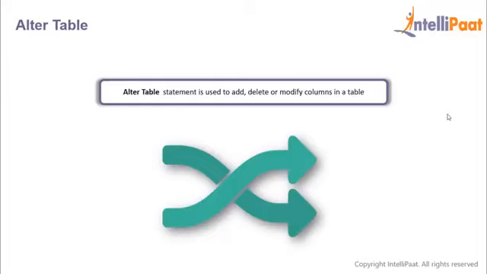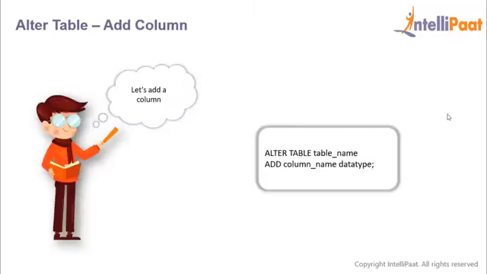So the alter table statement is used to add, delete and modify columns in an existing table. Now let's have a look at the syntax to add a column to an existing table. So we'll start off by giving the keywords alter table, then we'll give the name of the table. After that, we'll give the add keyword and the name of the column which we want to add to our table. And finally, we'll have to assign a data type to this new column.